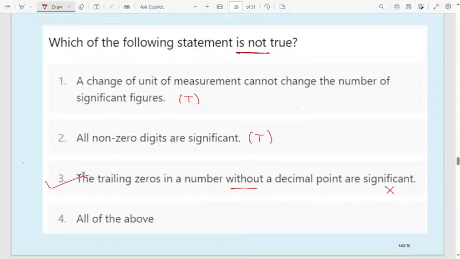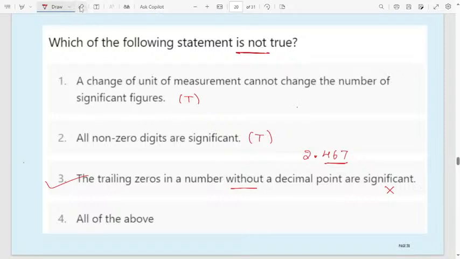Which of the following is not true? Option 3 will be not true, because the trailing zeros in a number without a decimal are significant, they have given, but this one is wrong. Trailing zeros in a number with a decimal point, like 2.467, with the decimal point if you are having the number, then it is significant, but without a decimal point, trailing zeros they are telling.